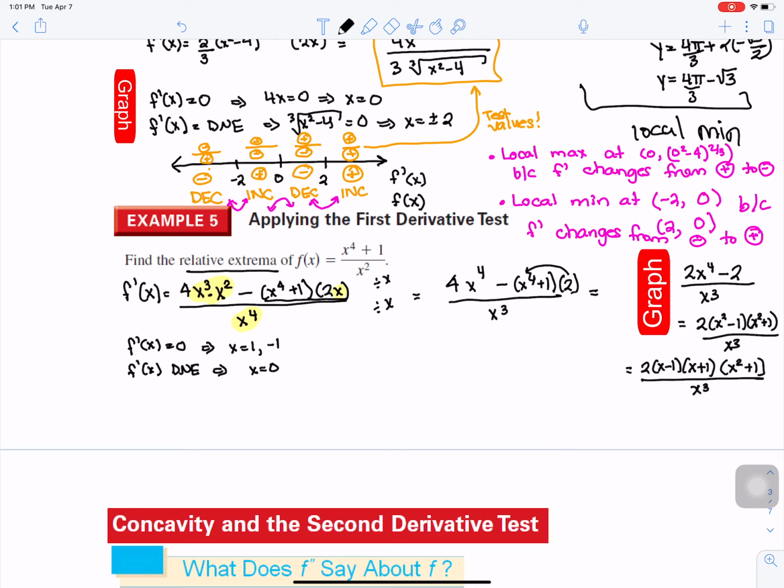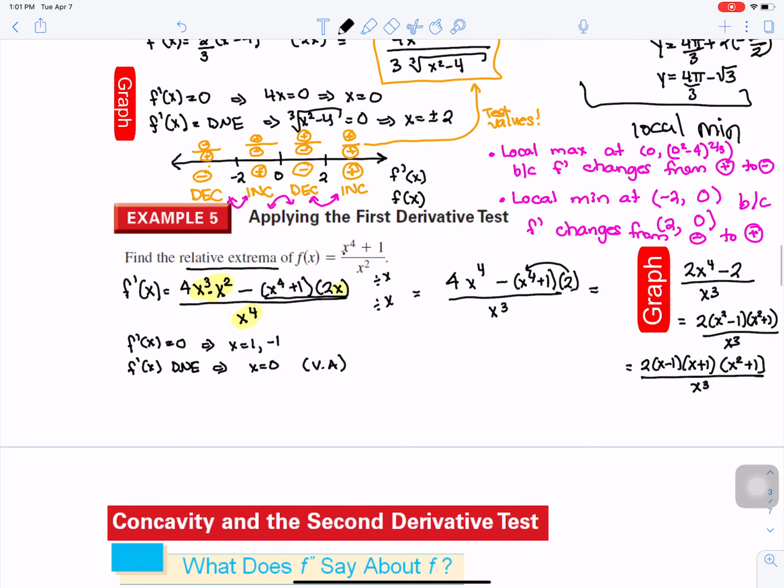You're going to notice that x equals 0 is not in the domain of the function. It's actually a vertical asymptote. If I sub in 0 into the original function, I'm going to get 0 to the 4th plus 1, which is a number over 0. So it's the vertical asymptote type, not the hole type.